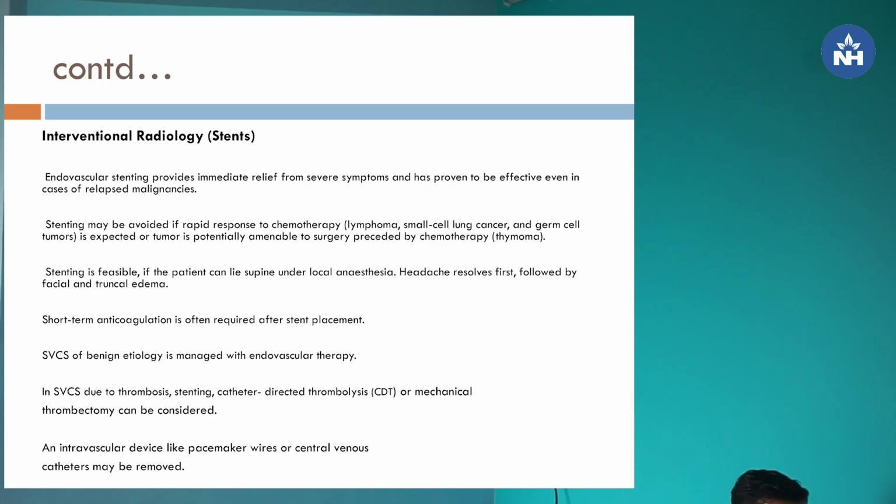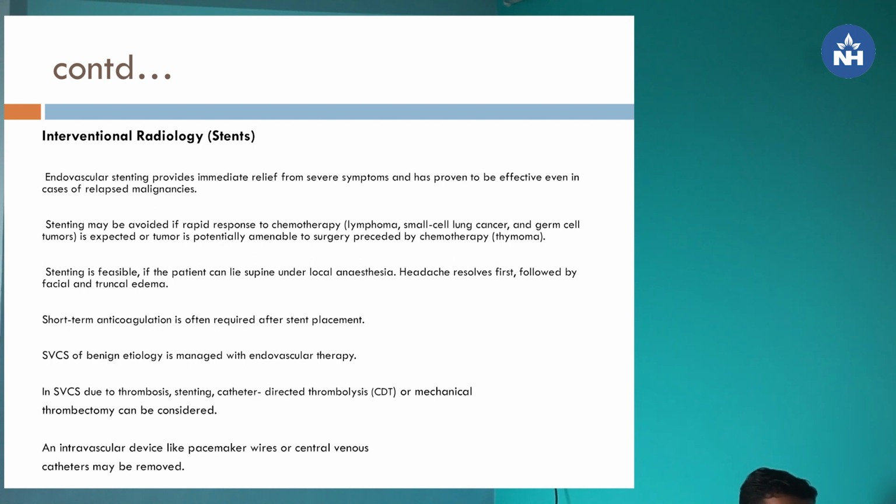Now, interventional radiology. Endovascular stenting provides immediate relief from severe symptoms and has proven to be effective even in cases of relapsed malignancies. Stenting may be avoided if rapid response to chemotherapy is expected or a tumor is potentially amenable to surgery preceded by chemotherapy. Example, thymoma. Stenting is feasible if the patient can lie supine under local anesthesia. Headaches resolve fast, followed by facial and truncal edema. Short-term anticoagulation is often required after stent placement.